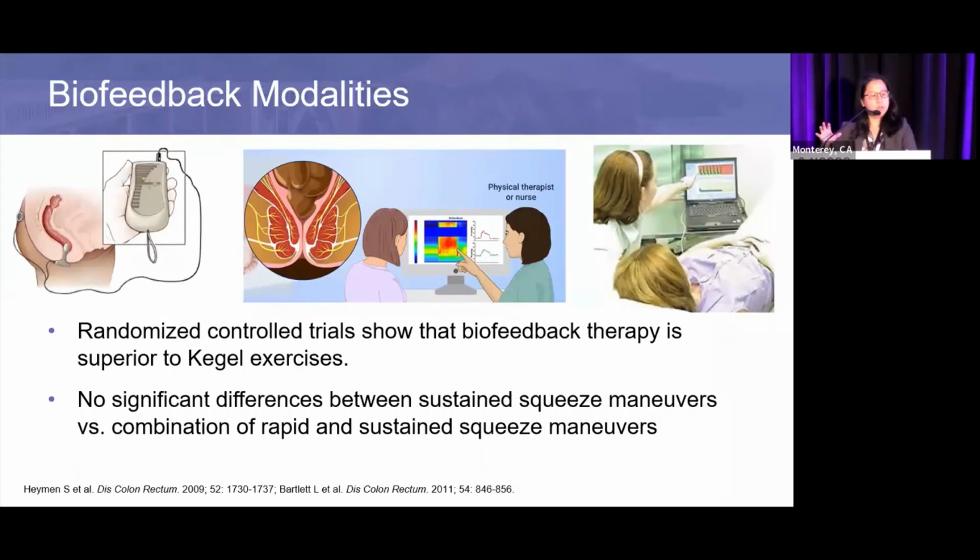Randomized controlled trials usually show biofeedback is superior to Kegel. I think some women just instinctively say, oh, I have incontinence, leakage of urine, leakage from the anus, I'm just going to do Kegels at home. That's generally not adequate. There's no significant difference between a sustained squeeze maneuver versus a combination of rapid and sustained squeeze maneuvers. I tell patients, it's like going to the gym with a trainer: different trainers have different methods, and some patients are more receptive to one way of training versus another.